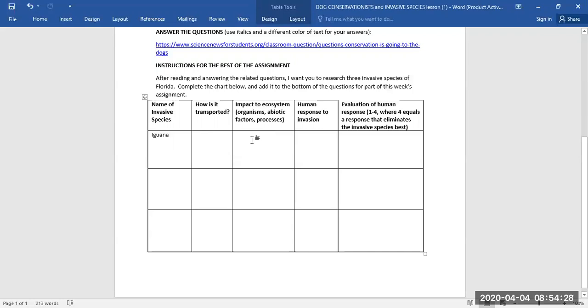But so the impact to the ecosystem: transmits Salmonella through its feces, destroys infrastructure, vegetation. That's enough. All right, and human response to invasion.